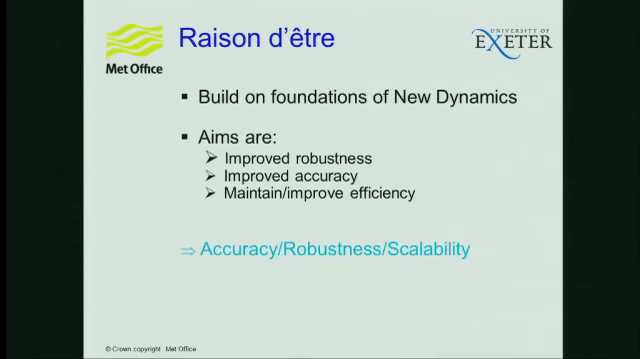Okay, so what is Endgame? What are the motivations behind it? First of all, it's building upon the foundations of the current dynamical core of the unified model, the new dynamics, with the aim of keeping what's good from that, but then trying to improve on a number of areas where it's not working so well. In particular, we've got three main goals in building Endgame, which are to improve the stability of the model, improve the accuracy, whilst at the same time maintaining and improving efficiency. So I'm going to talk about the changes we've made and the results in terms of these three goals: to improve accuracy, stability, and scalability.